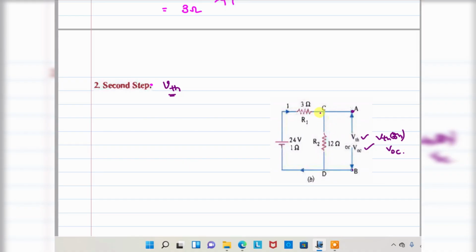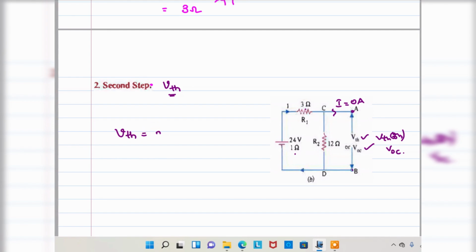So how to do that? See here, this 24 volt source, internal resistance is 1 ohm. This particular circuit is a series circuit because there is no current flowing here, 0 amperes. So 3 ohm and 12 ohm are connected in series. We can apply the voltage division rule.